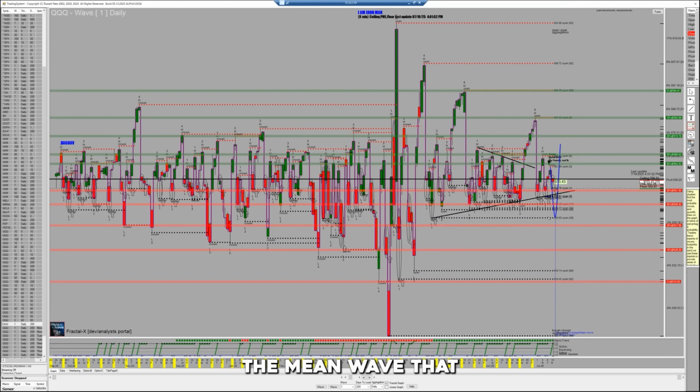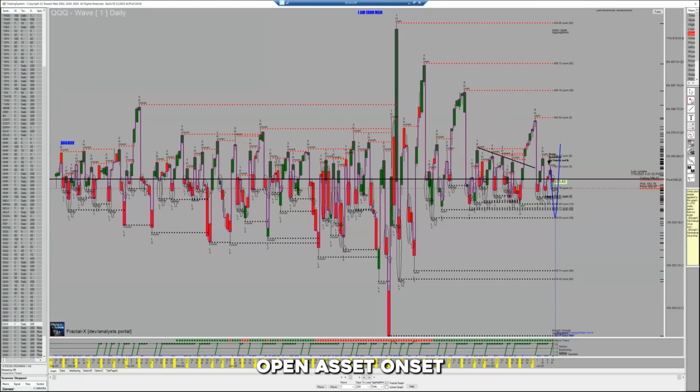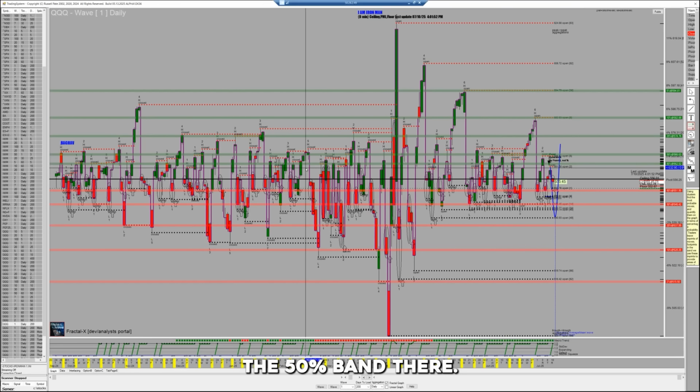We're going to talk about the mean wave and where it comes from. That's okay, we're going to talk about that. I was just trying to show you the stacked open states concept. So if the mean wave is under the 50% band, it shows the highest probability path, and it shows fear on the downside. Yes, fear for the downside.